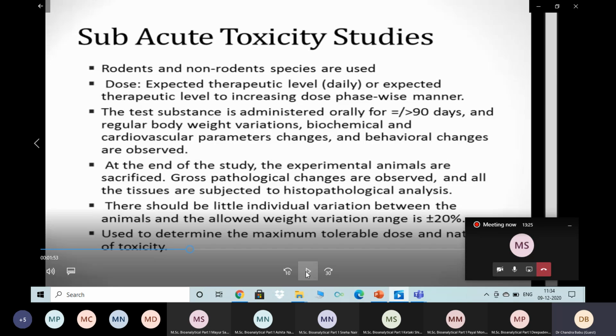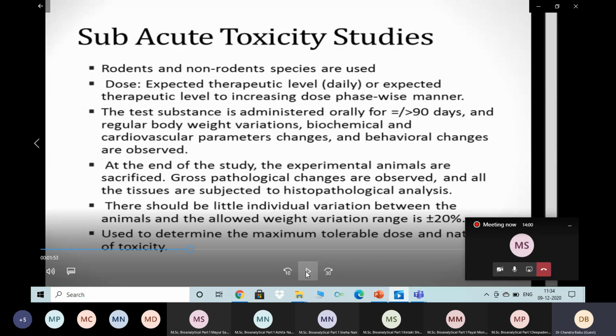That means you will increase it slowly, proportionately, in a phased manner. The test substance is usually given orally for about equal to or greater than 90 days of observation. You would have regular body weight variation checked, biochemical parameters checked, cardiovascular parameters checked, and behavioral changes observed. At the end of the study, experimental animals are sacrificed, the gross pathological changes are observed, and all tissues are subjected to histopathological analysis.